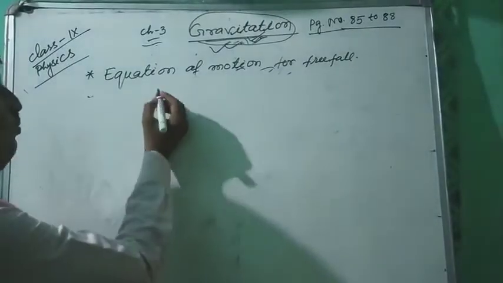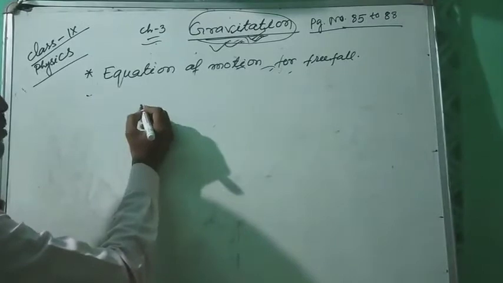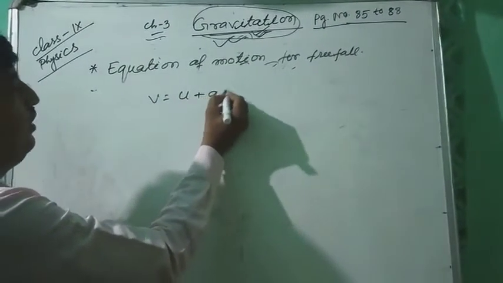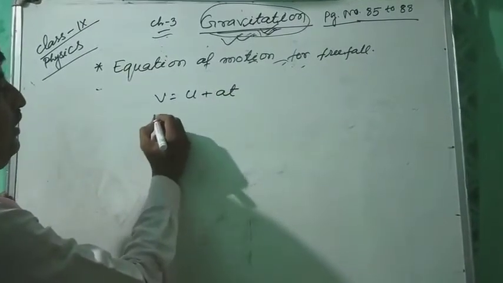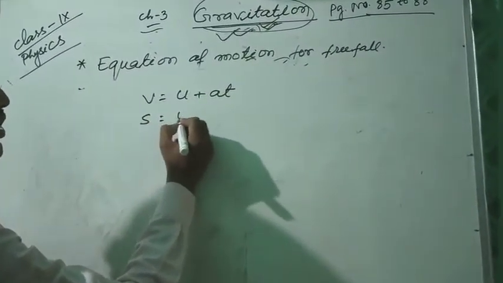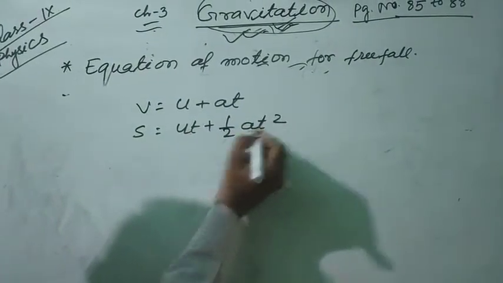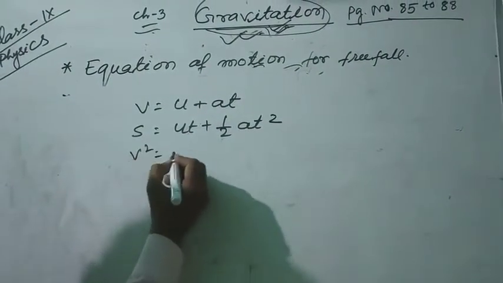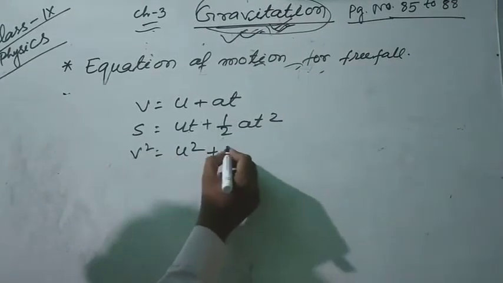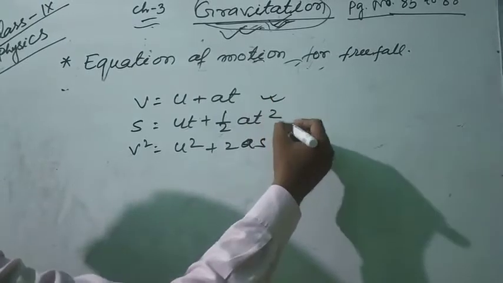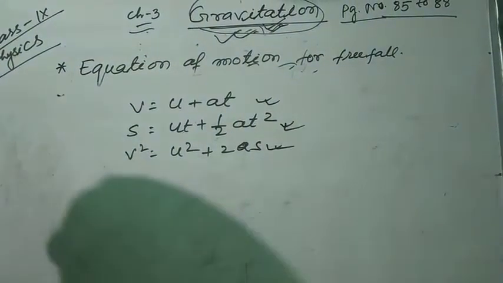The equations of motion for uniformly accelerated motion are v is equal to u plus at, and s is equal to ut plus half at square, and v square is equal to u square plus 2as. So these are the three equations of motion of uniformly accelerated motion.